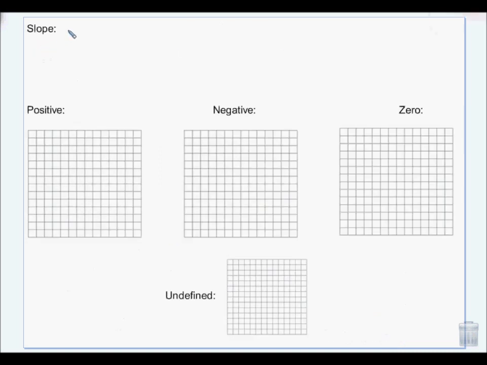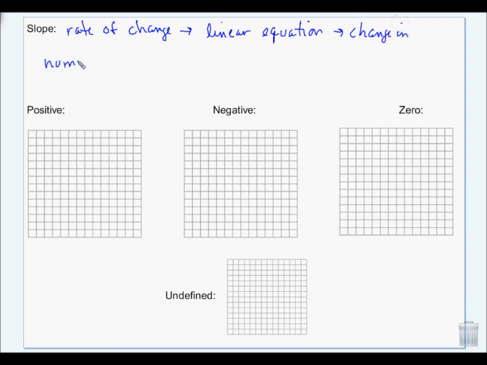Slope. Slope is the same as rate of change, but rate of change is usually associated with actual physical things, right? Like how much gas costs over time. Like how much did the price of gas increase over time? Because we know it doesn't really go down much. Slope is rate of change, but it's just for a linear equation. So it's change in numbers. And it's the steepness of the line.